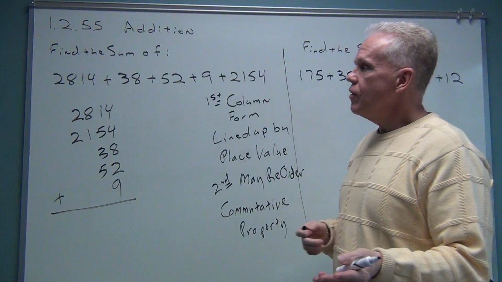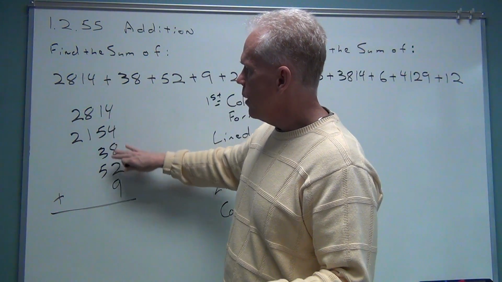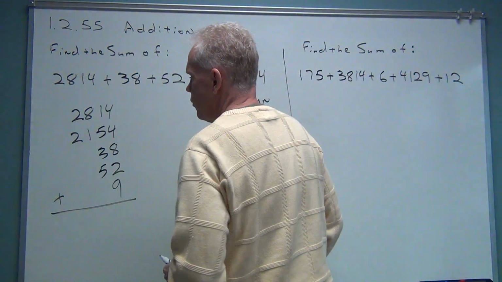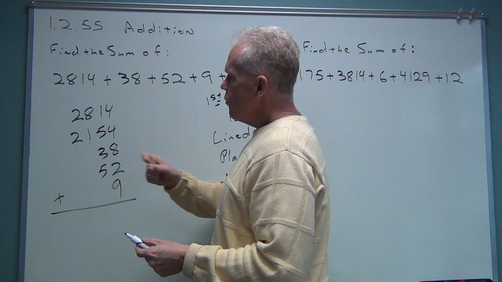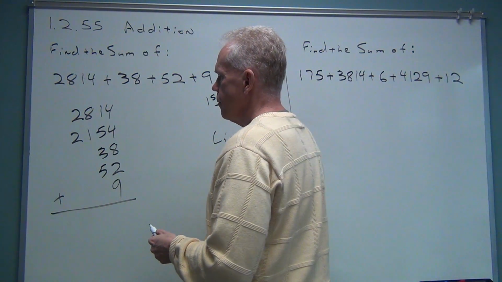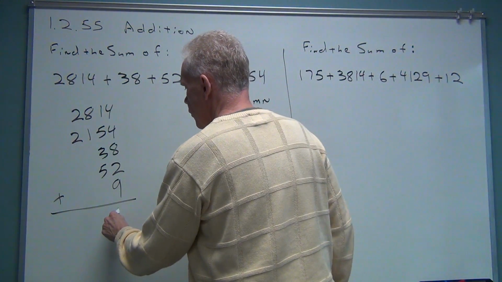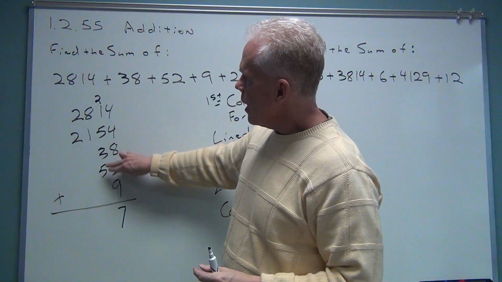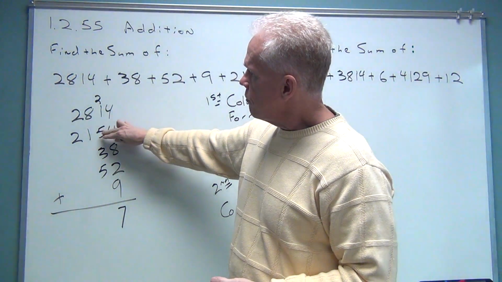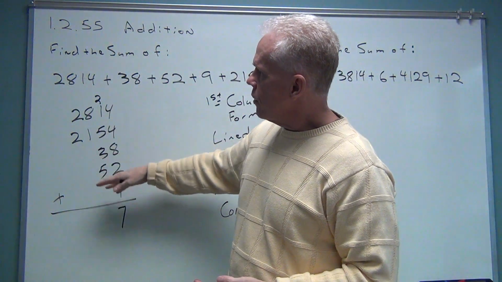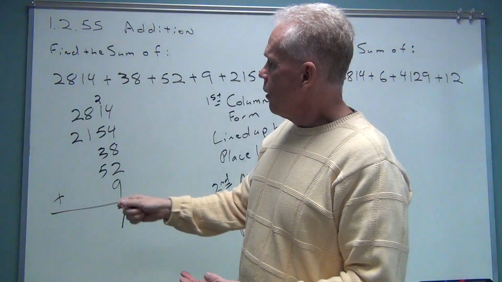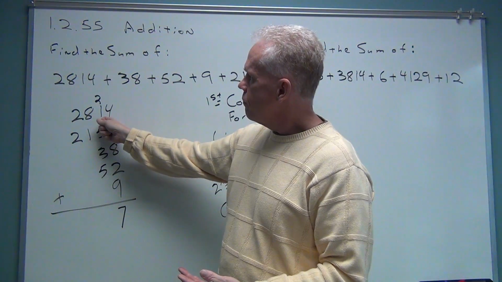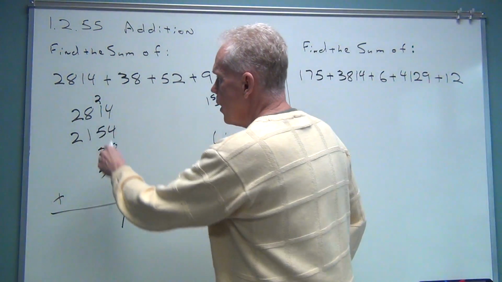So now that I have these in column form lined up by place value, I'm ready to do my addition. I'm just going to line up each column or each set of place values, carrying as needed. And so we know that 4 plus 4 is 8, 8 plus 8 is 16. 16 and 2 is 18, 18 and 9 is 27, so we'll put down that 7, we'll carry a 2.